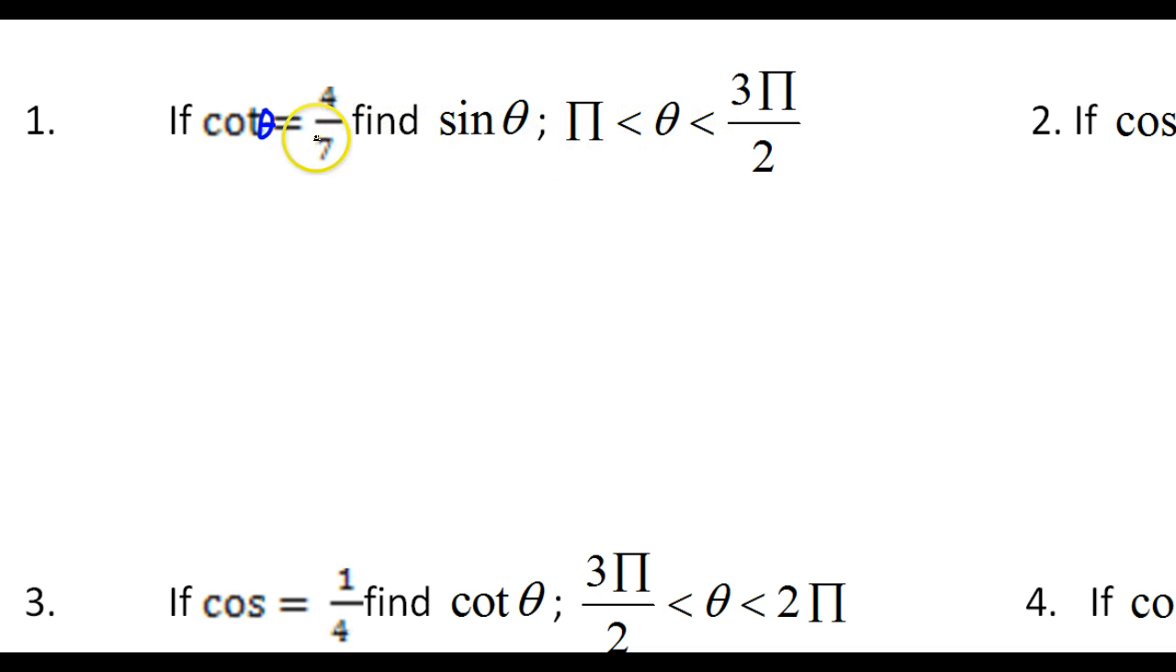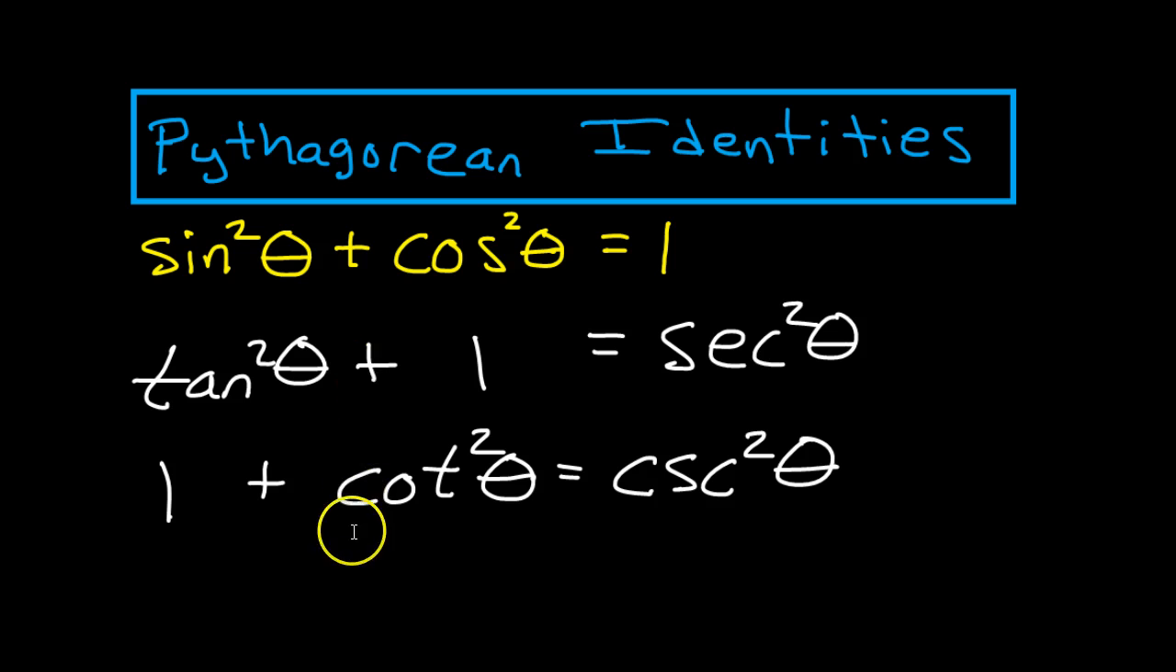I'm seeing that I'm given cotangent. I'm supposed to find sine. Let me decide which one of these versions of the identity we're going to use. Well, this one has cotangent right in it, so I'm thinking I might use this one.